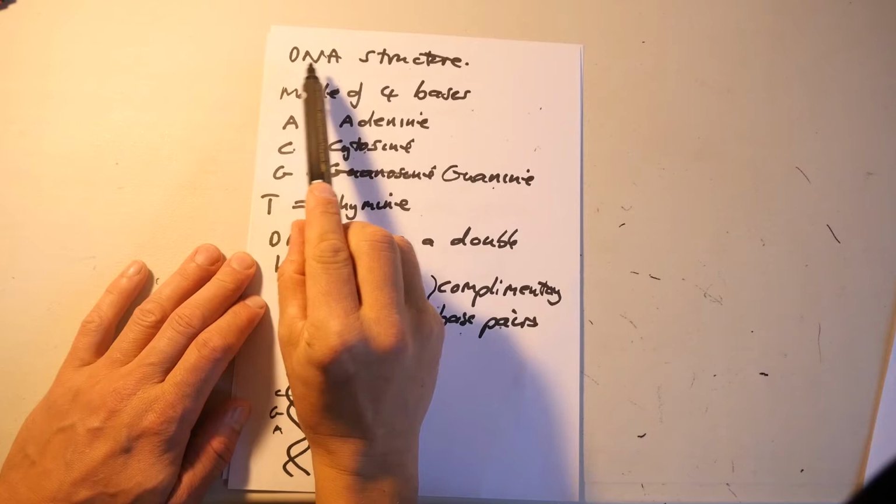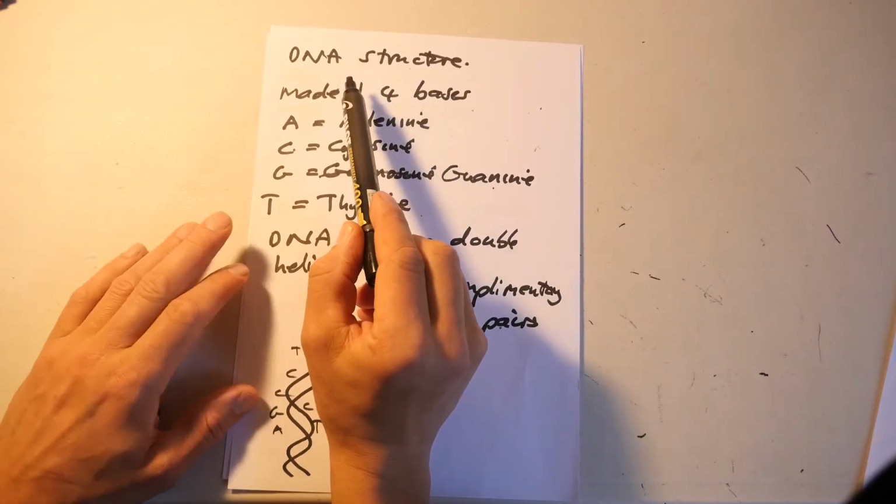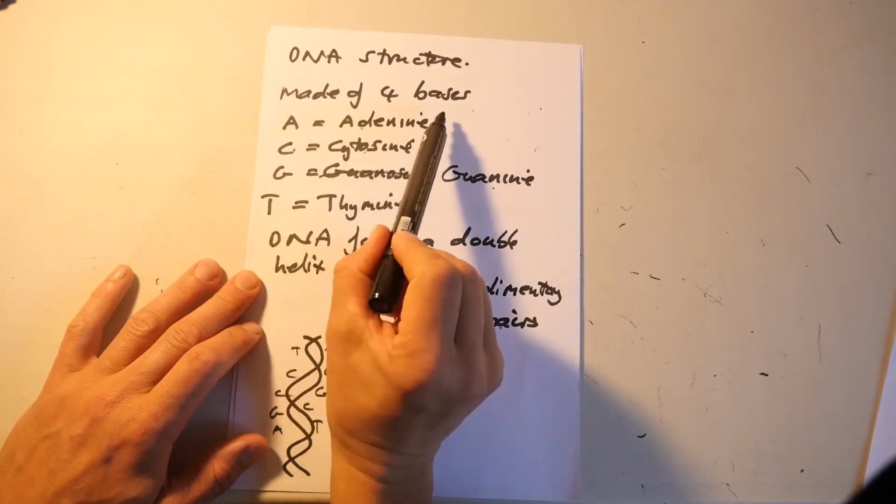The DNA structure, the NAT5 level. DNA is made of 4 bases, okay?